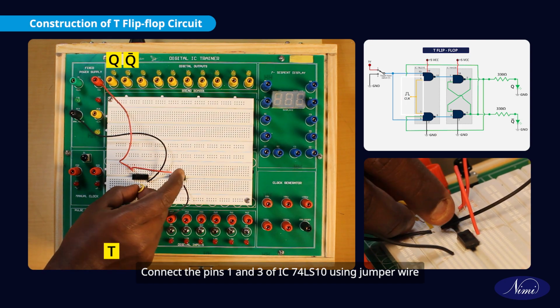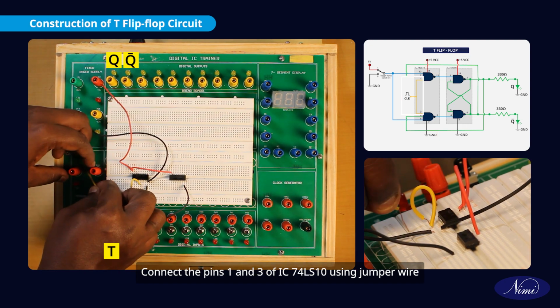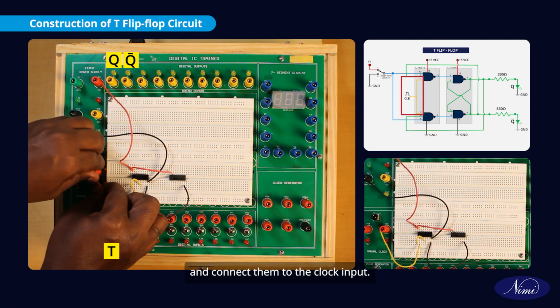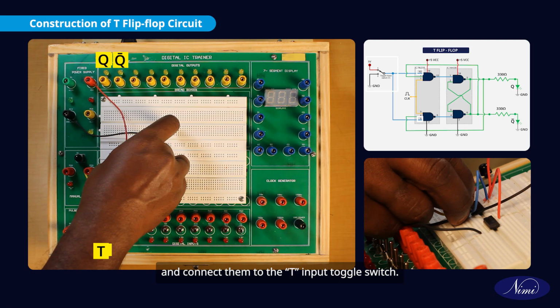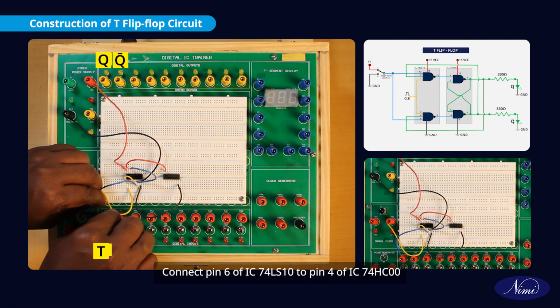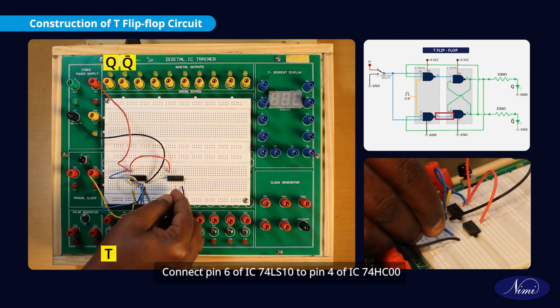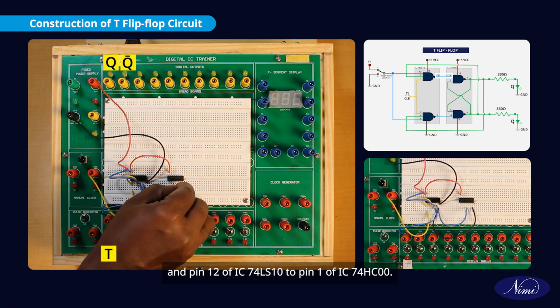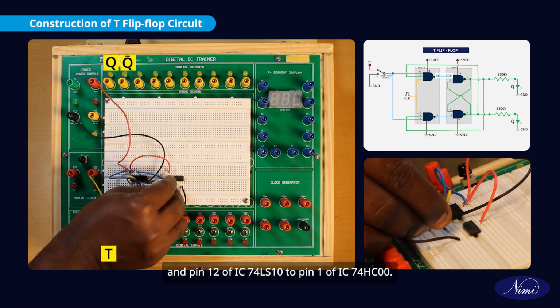Connect the pins 1 and 3 of IC 74LS10 using a jumper wire and connect them to the clock input. Connect the pins 5 and 13 using a jumper wire and connect them to the T input toggle switch. Connect pin 6 of IC 74LS10 to pin 4 of IC 74HC00 and pin 12 of IC 74LS10 to pin 1 of IC 74HC00.